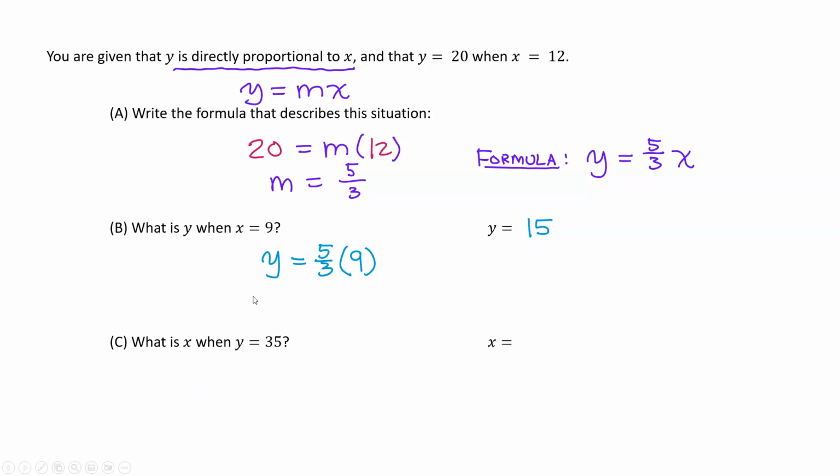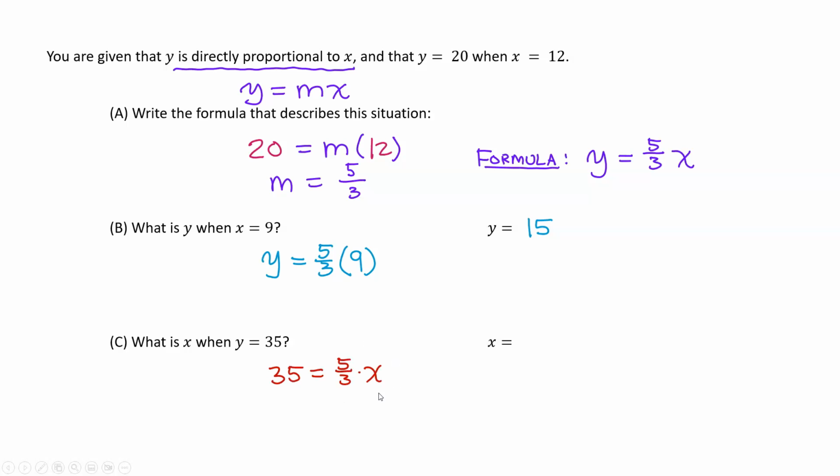Now for this, there are two ways to handle it. Since we've already been working on the premise that y is directly proportional to x, x is also directly proportional to y, and you can set this up and come up with a different constant of variation. But you could just use this same equation, except now you know what y is. So 35 is going to equal 5/3 times x.